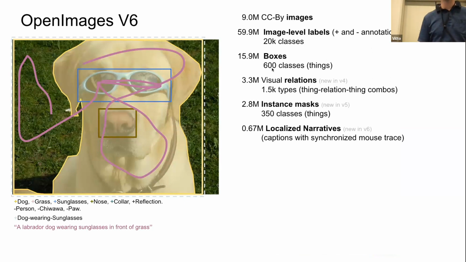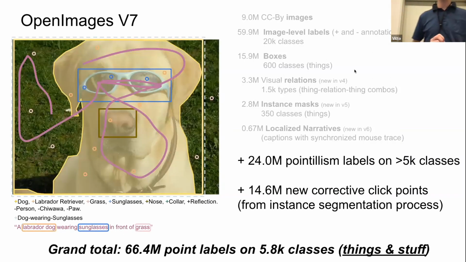You see, things with localization annotation, they're not that many. They go to about 600. But now, in our new V7 launch, we have 24 million point labels that span over 5,000 classes, between 5.2 and 5.10, depending exactly how you want to count. And we also added additional corrected click points, so points that were derived from the instance segmentation process. This leads us to a grand total of 66 million point labels on 5,800 categories. So this is certainly the largest dataset with localization annotations.